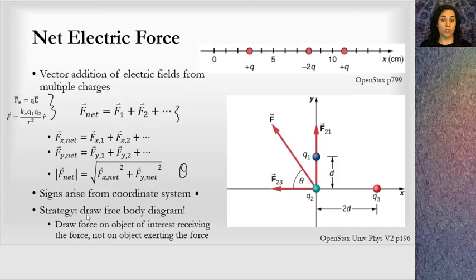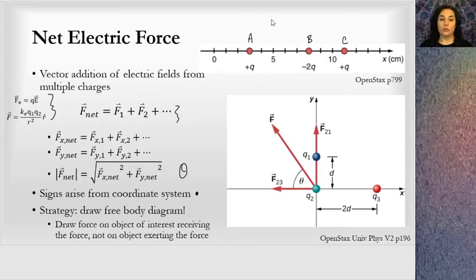And so I'm encouraging you to draw the free body diagram, and if you turn in work for me, I will require a picture of a free body diagram. Draw the force on the object of interest, receiving that force, not on the object exerting the force. So when I look at this picture up here, let's call this QA, QB, and QC, just because there's 1, 2, 3 down here. I don't want to confuse QA, QB, and QC. Well, I might think about the forces on QA from QB and QC.